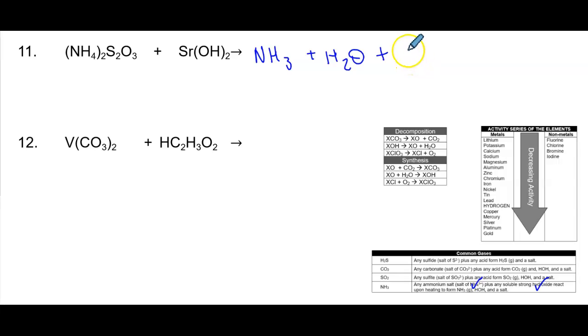A salt is something you haven't used yet. A front that you haven't used, Sr, and a back that you haven't used, S2O3. We've got to figure out how Sr and S2O3 go together. This is a +2 and a -2, so they go just like that. And then you need to balance it.